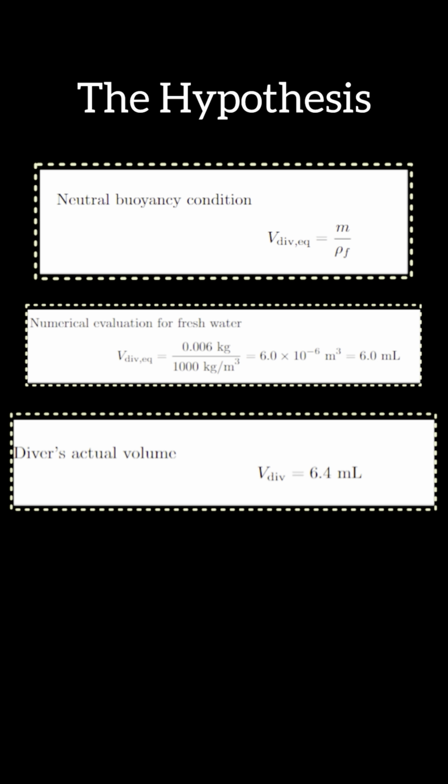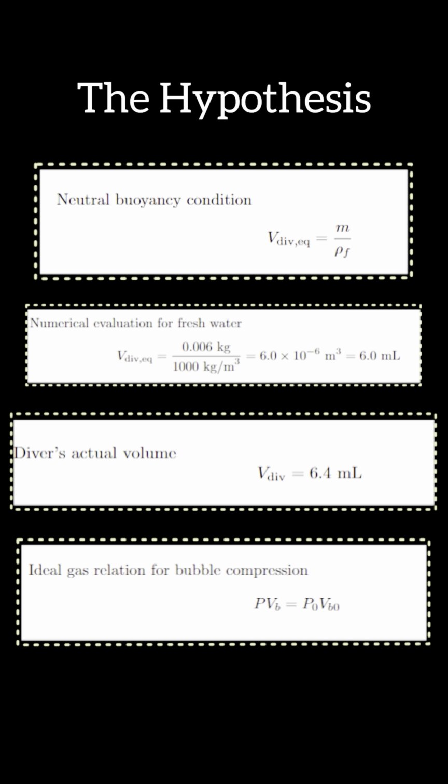In tap water, the density of the water is 1000 kilograms per meter cube, so the required volume is 6 milliliters. Octopus's actual volume was 6.4 milliliters, so naturally it floats. To make it sink, we need to compress the air bubble so that the total volume drops from 6.4 milliliters to around 6 milliliters. The ideal gas law at constant temperature says PV is constant, so increasing the pressure inside the bottle reduces the bubble volume.